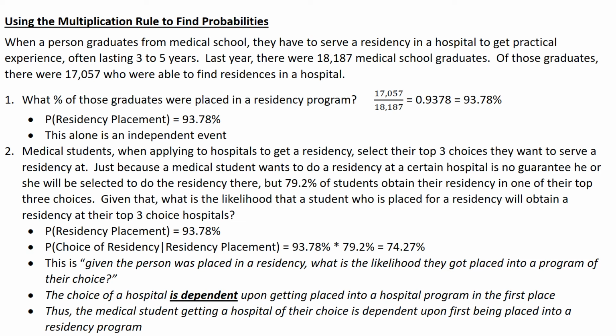And keep in mind, this is dependent. The reason it's dependent is because you may have three choices, and whoever is deciding is independent of what they want. But you cannot get a residency of choice unless you get a residency in the first place. If you don't get a residency in the first place, you're not getting one of those top three choices. So that second component, residency of their choice, is dependent on getting a residency in the first place.